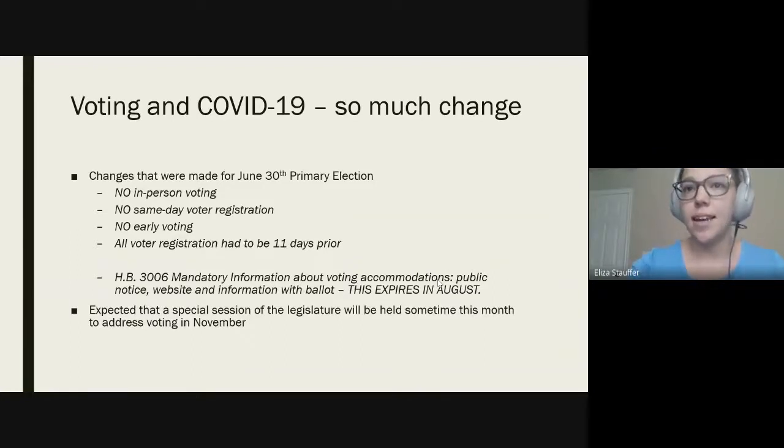Six counties did have drive-up locations where voters could pick up a ballot, mark it in their car, and then drop it in a drop box. We would love to see this expand to the November election as well, and also to more counties.